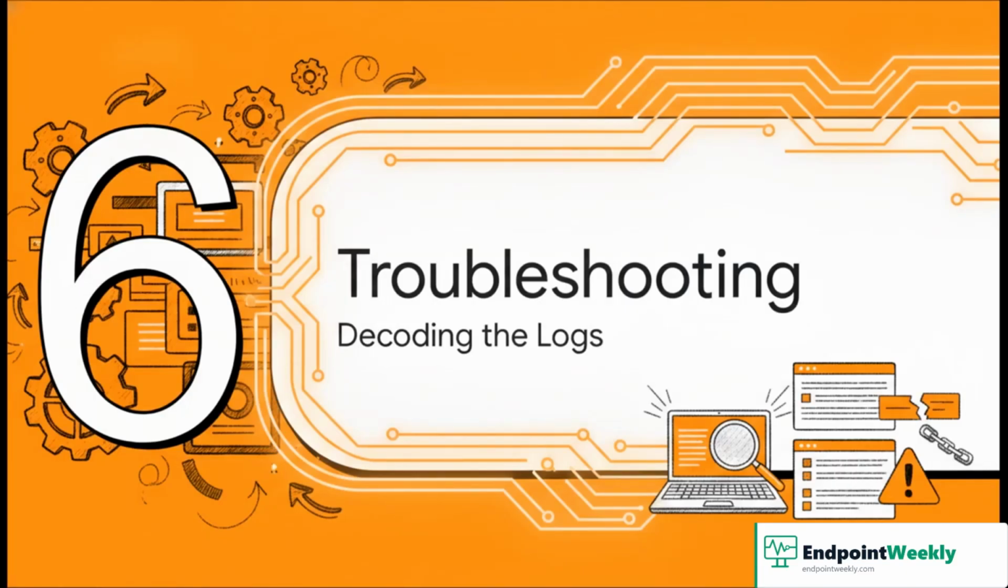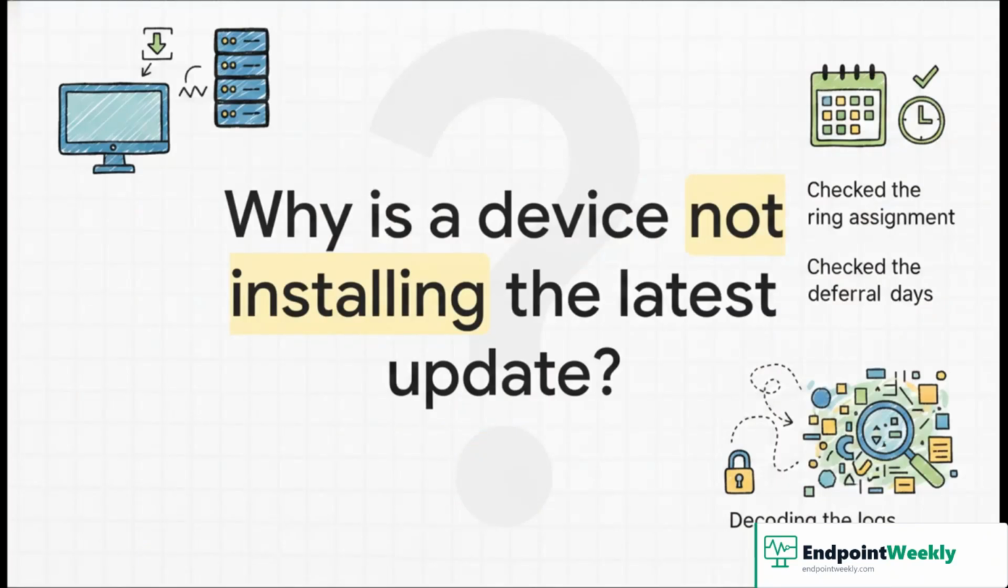Finally, Section 6, Troubleshooting Updates. So, what do you do when things inevitably go wrong? It's literally the most common help desk escalation you will face. Why is this specific device not installing the latest update? You've checked the ring assignment, you've checked the deferral days, it definitely should be patching, but it just sits there. To find the answer, you have to decode the logs.